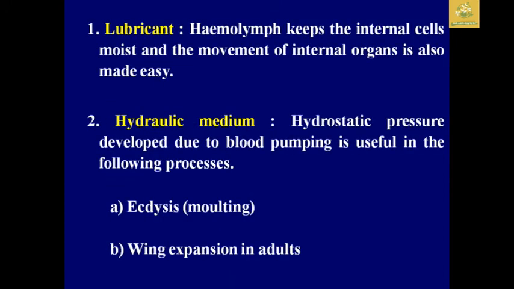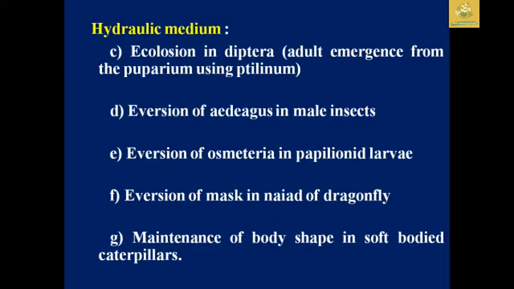So looking at lubrication, the hemolymph keeps the internal cells moist, and the movement of internal organs is also made easy due to the presence of hemolymph. And as a hydraulic medium, it forms hydrostatic pressure, which develops the blood pumping, which is useful in the following processes: ecdysis as well as wing expansion in the adults.